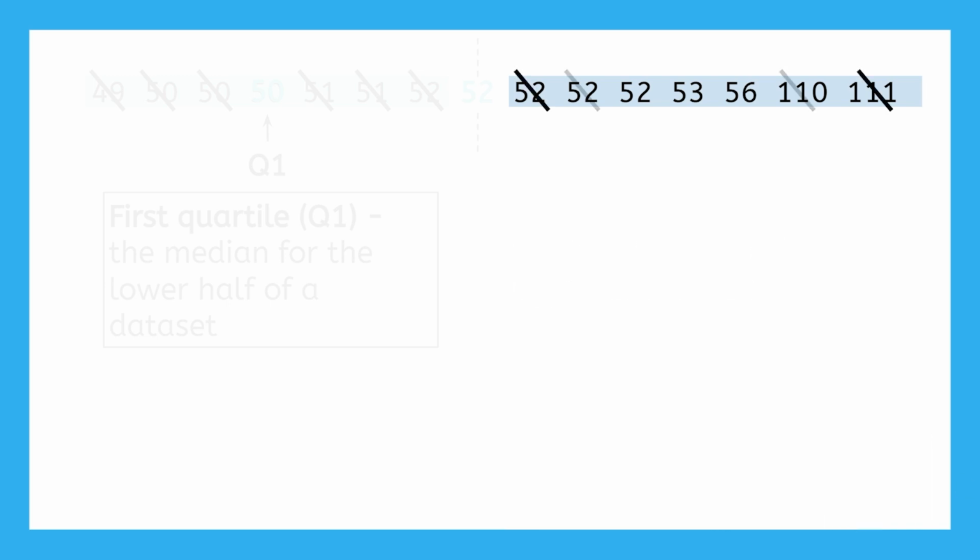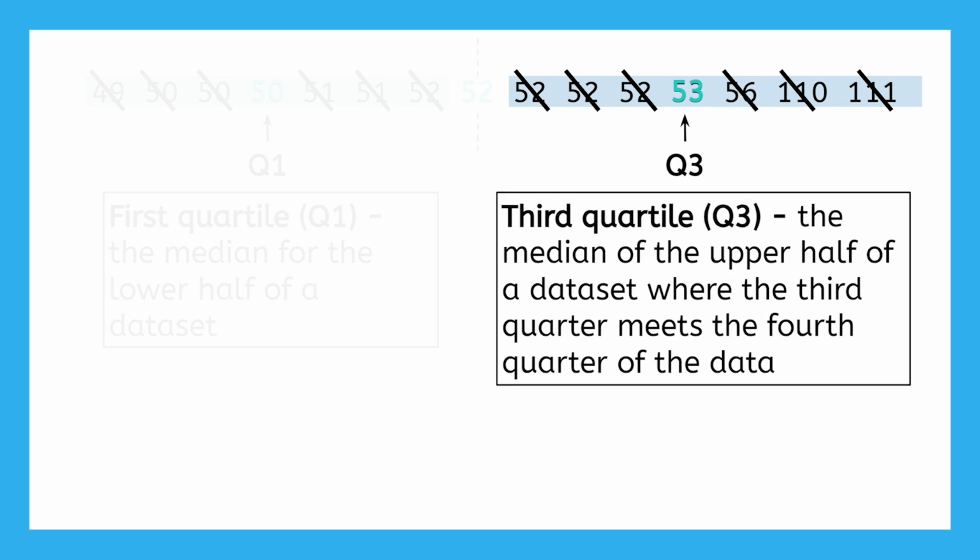We can use the strategy of crossing off a number from each end of the data until we have a middle value, giving us a median of 53. This number is known as the third quartile, or Q3. It's the median of the upper half of a data set, the point where the third quarter meets the fourth quarter of the data.